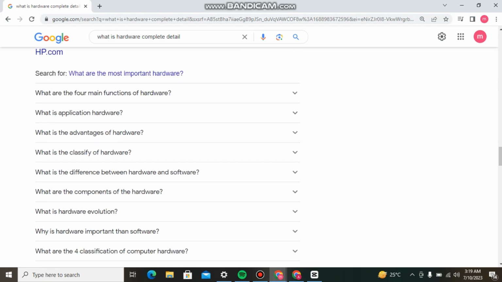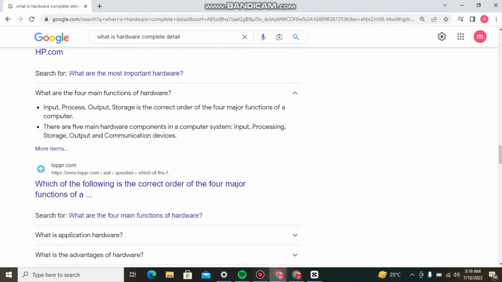What are the four main functions of hardware? Input, process, output, storage is the correct order of the four major functions of your computer. Second, there are four main hardware components in the computer system: input, processing, storage, output, and communication devices.